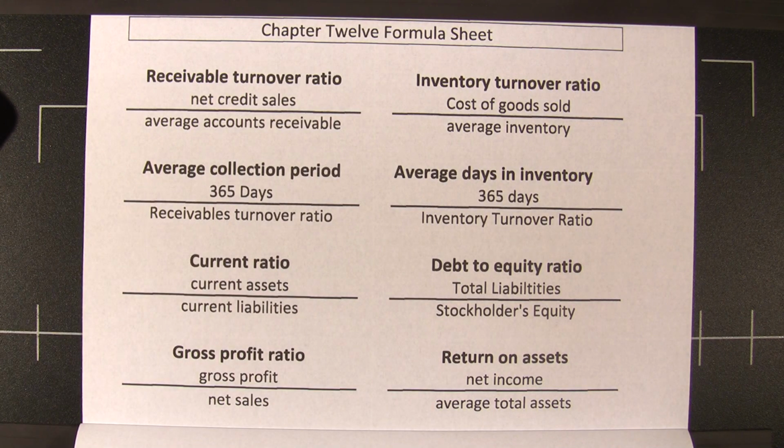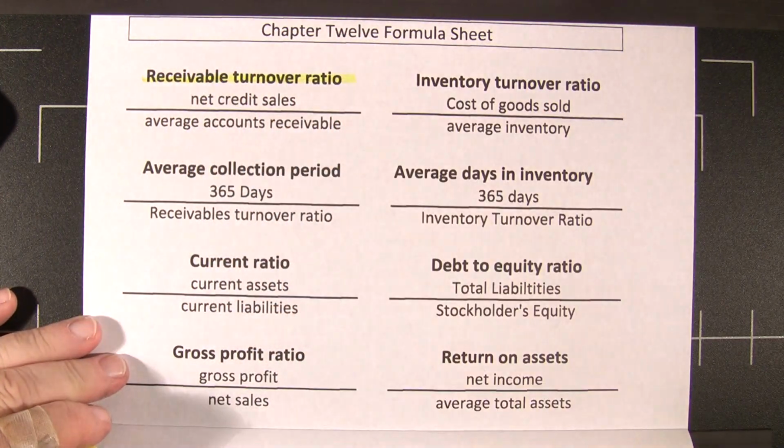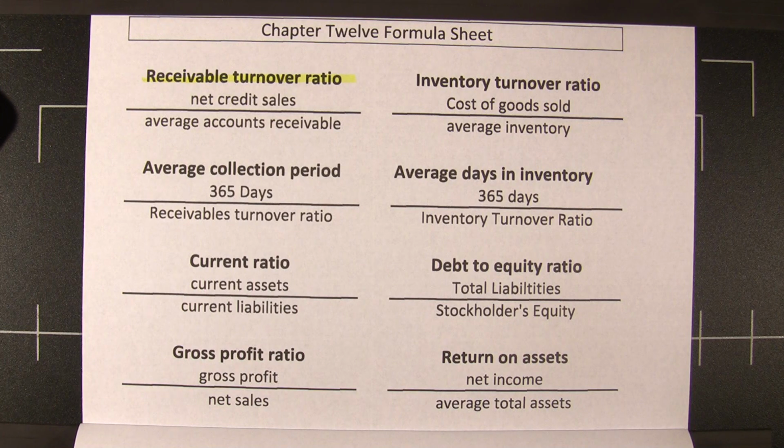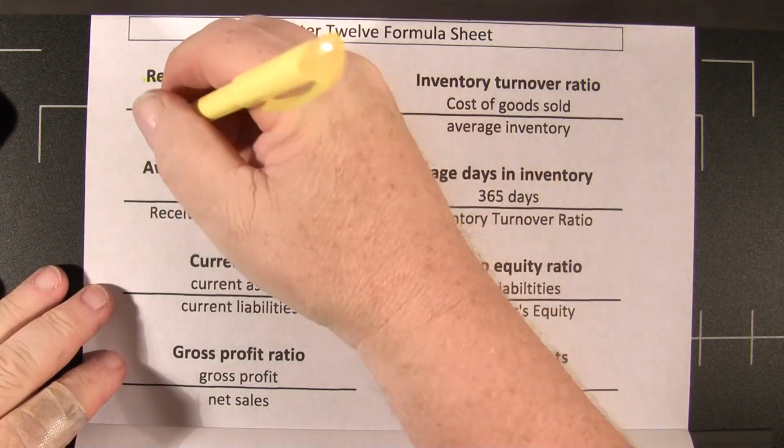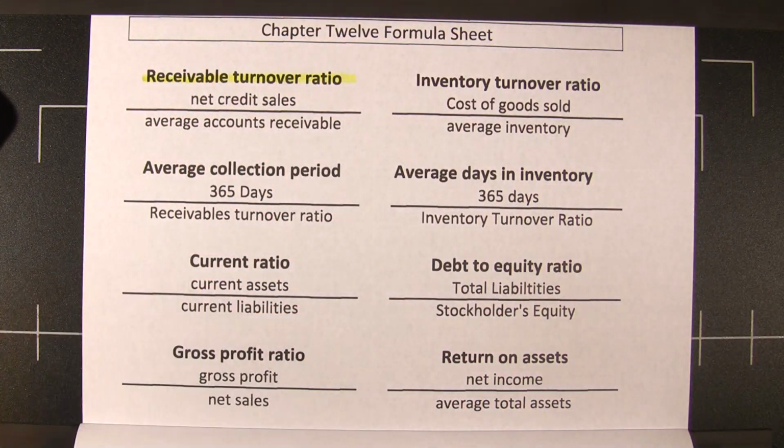I'm going to start with the receivable turnover ratio. It takes net credit sales and it divides by the average accounts receivable. Net credit sales by average accounts receivable. And what that says is in any given year, about how many times does a company collect all of the money that it is owed and replace it with new ones.